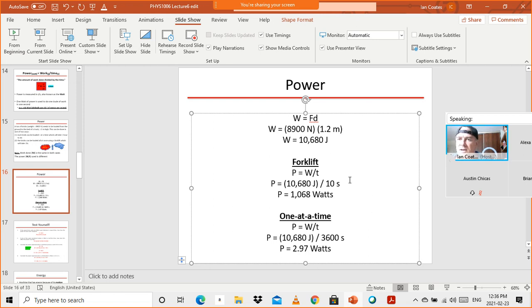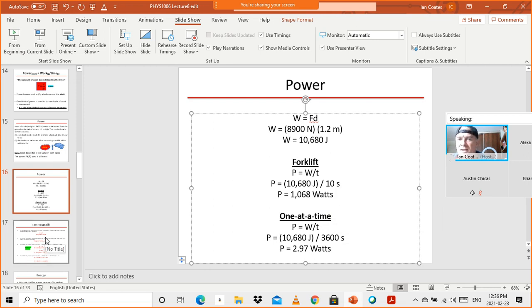But have a look at one at a time. Again, the same work in joules, but now we've got 3,600 seconds because it took an hour. And look at my wattage. My wattage is only 2.97 watts. So, what does all this mean?